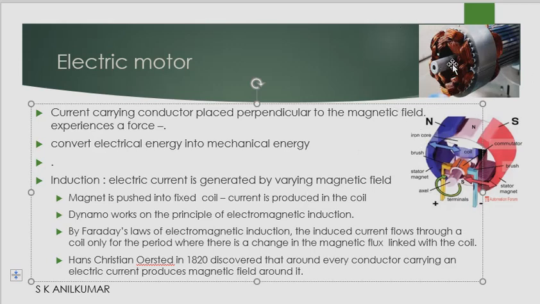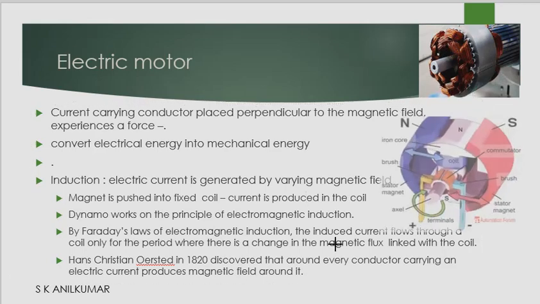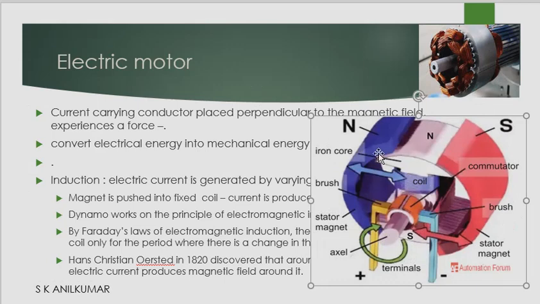When there is an electric force as well as magnetic force, when there is a current carrying conductor, the magnetic force will act on the current carrying conductor and it will cause a force. That force will help to turn this shaft. So, the different parts are: there is an iron core, a brush, a starter magnet, and an axle which turns the terminals.